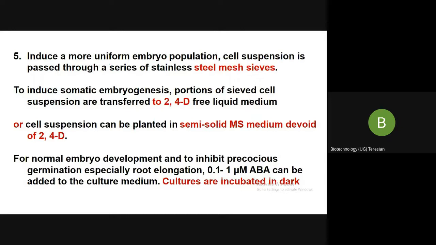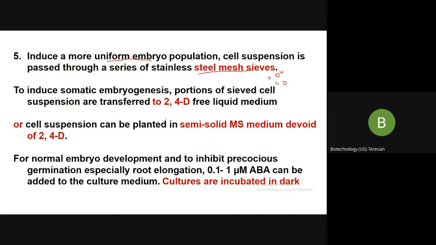The cell suspension is passed through a series of stainless steel mesh sieves. Why? Because you have to get uniform embryos, all of the same size. Synchronization is important. Okay. To induce somatic embryogenesis, now you have all your sieved cells. Now what you have to do is induce embryogenesis.